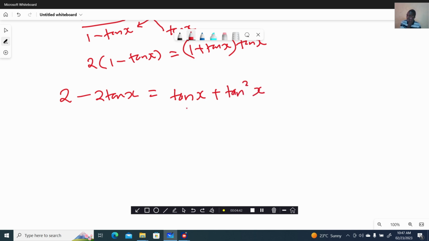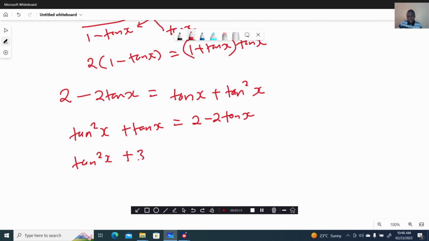So we can group these terms. We form something like a quadratic equation, because you can see we're having power 2, then power 1, and then a constant term. So we have tan squared x, then plus tan x minus 2 tan x, which gives you 3 tan x, then minus 2, which equals 0.